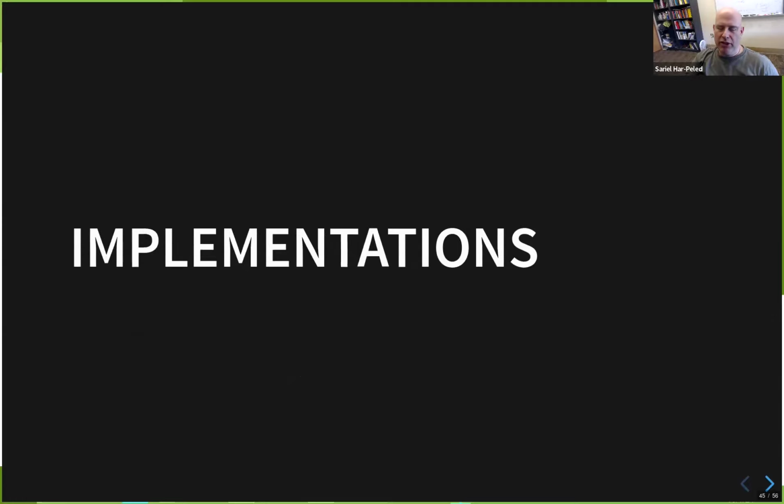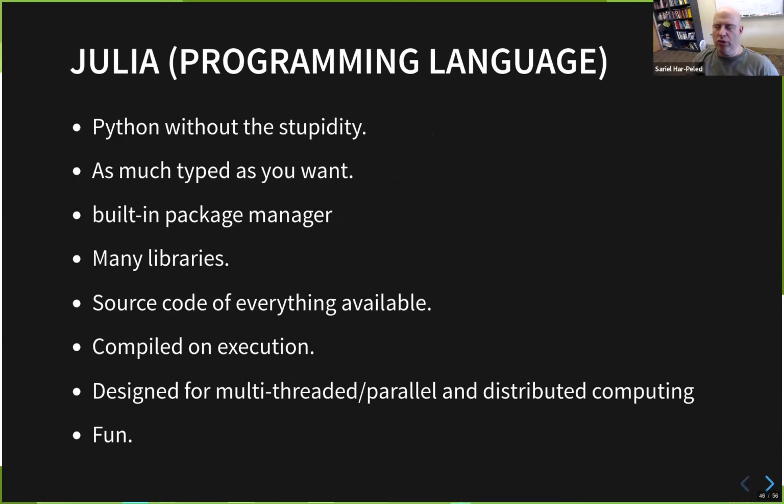Okay, let me tell you a little bit about the implementation. So, we implemented this algorithm in Julia. Julia is this programming language. I don't know if you have ever heard of it. It's what they call a high-level programming language. By high level, it means that the code you write in a lot of cases looks like pseudocode essentially. So the feel is very similar to Python, but unlike Python, it doesn't have a lot of the stupidities of Python, like the tabbing and so on.